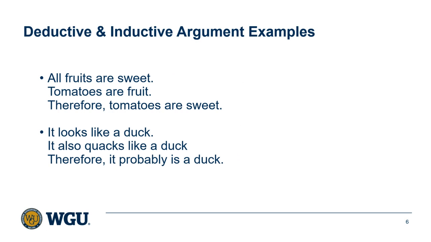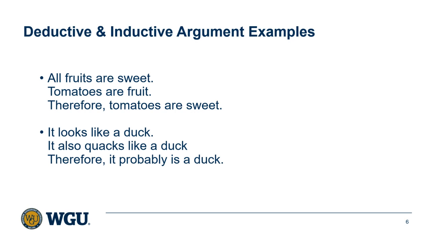The first: all fruits are sweet, tomatoes are fruit, therefore tomatoes are sweet. Premise 1 claims that anything that is classified as a fruit is also sweet. Premise 2 claims that a tomato is a fruit. If those statements are both accurate, then a tomato must be sweet, or the conclusion is necessarily true without exception.